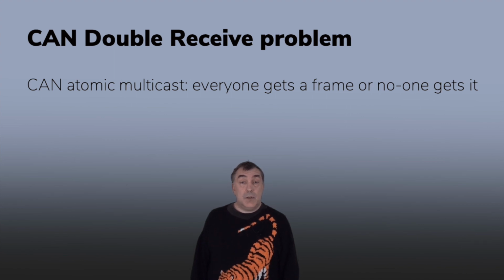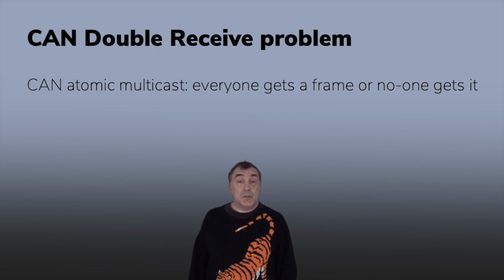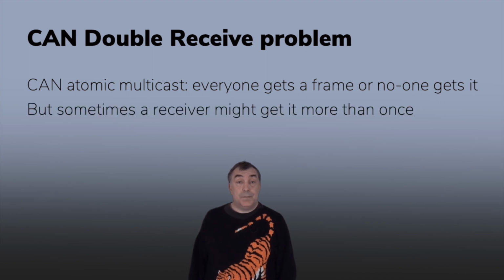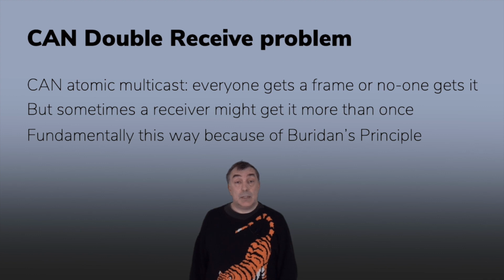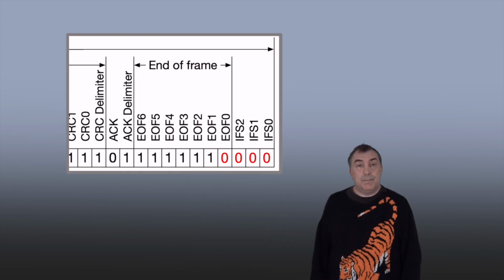Everyone sees a consistent view of a message, but sometimes some receivers may get the message more than once. That's not the fault of CAN, it's actually a flaw in the universe itself. It's not possible to ever guarantee multiple observers see a consistent view of a changing value at the same time. Leslie Lamport, famous for the Byzantine generals problem, discovered this fundamental principle, which he calls Buridan's principle. It's well worth reading his paper on it because it crops up in multiple places in computing and electronics. But back to the CAN protocol.